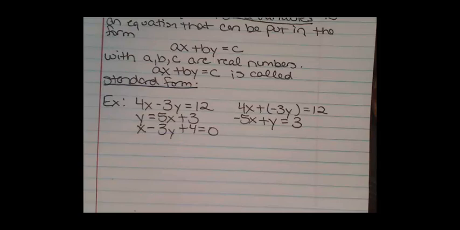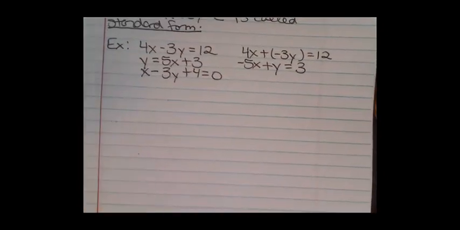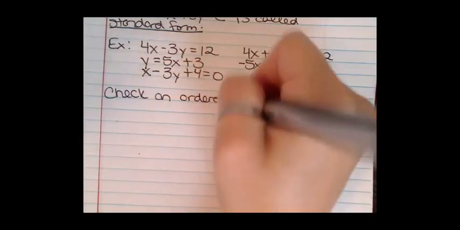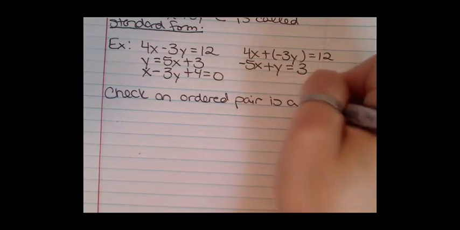Okay, the first type of problems you're going to encounter in this section are going to be either just graphing the point like we did on the last page, or checking that an ordered pair is a solution. So we're going to do some of that. Check an ordered pair is a solution to an equation.